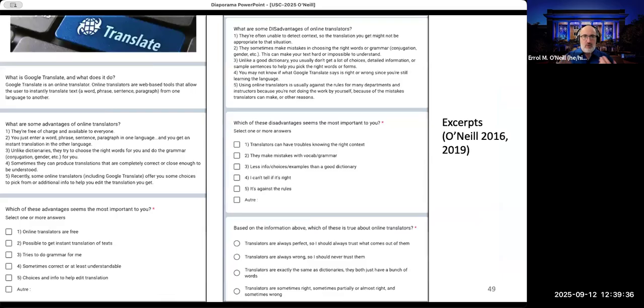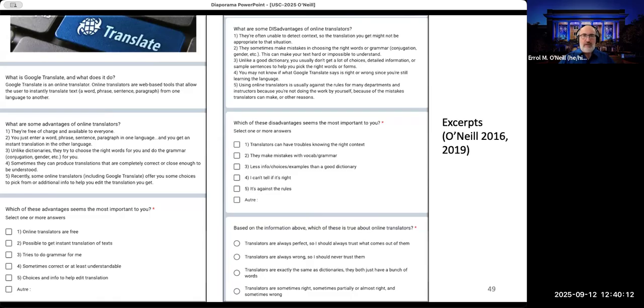So again, I know that the type is pretty small here, but the idea is that at the beginning it's saying, what is Google Translate? What are some advantages? And then throughout the training, there are questions to check whether or not students are engaging in the activity and understanding what's being asked. So which of these advantages are important to you? Which of these disadvantages are important? Based on the information, which do you think is true? Translators are always perfect, they're always wrong, they're exactly the same as dictionaries, or they're sometimes right, sometimes wrong, and so on.